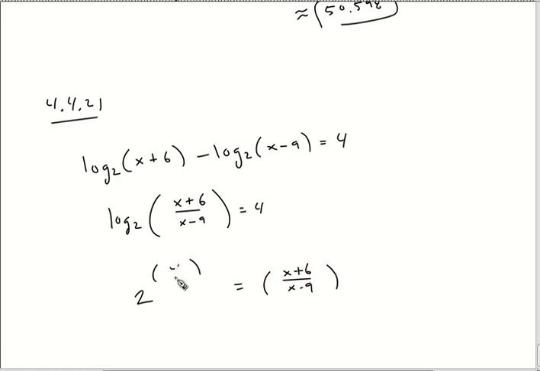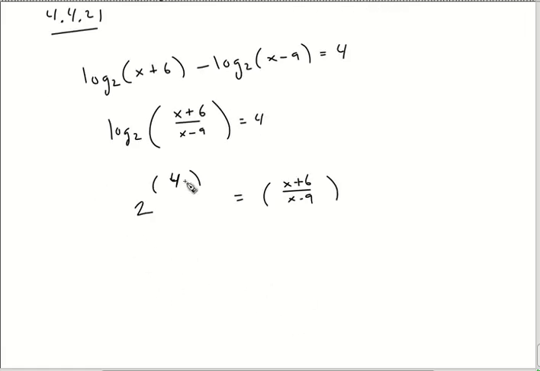4 was all by himself. 2 and 4, they're both even. So now they're friends. Well, 2 to the 4th is 16, and it's equal to this fraction here. So now solve for x.